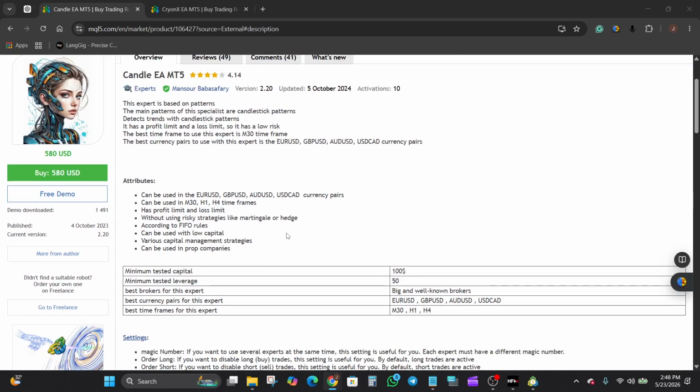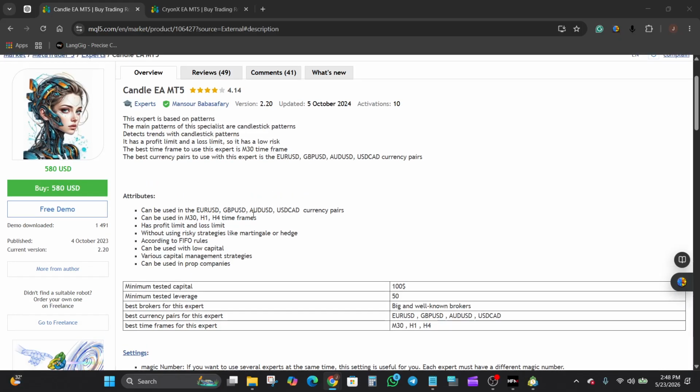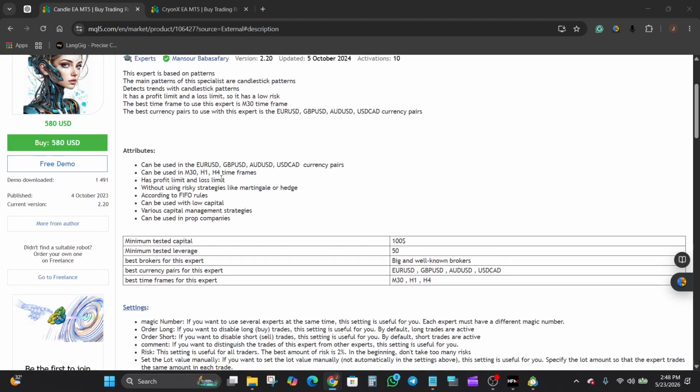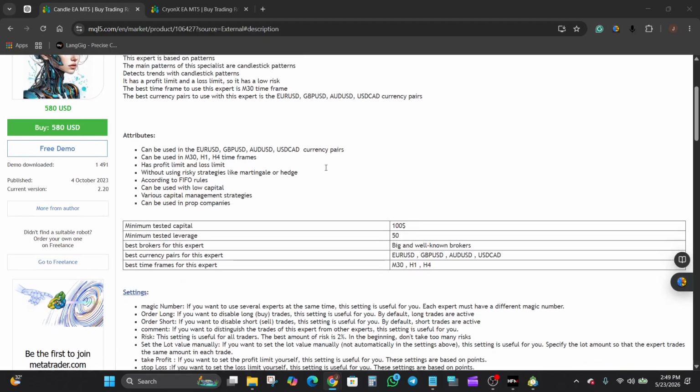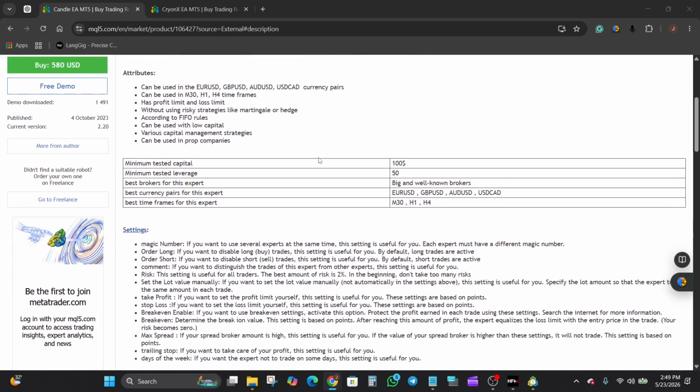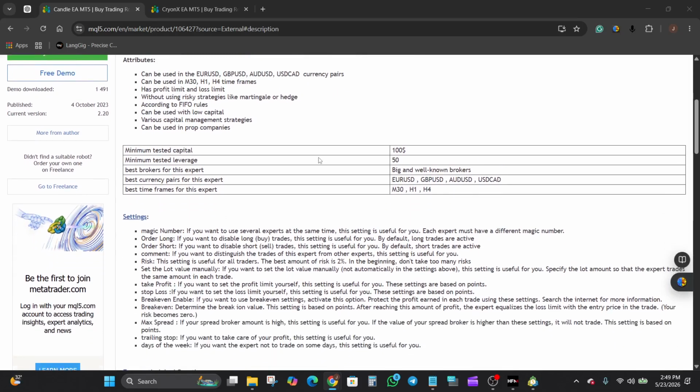Now, from the information available here, this EA is for MT5. So there seems to be no MT4 version. That's important to keep in mind as I go through the rest of the review. Looking at the description, the EA is built around candlestick pattern recognition, and it uses those patterns to detect market trends.